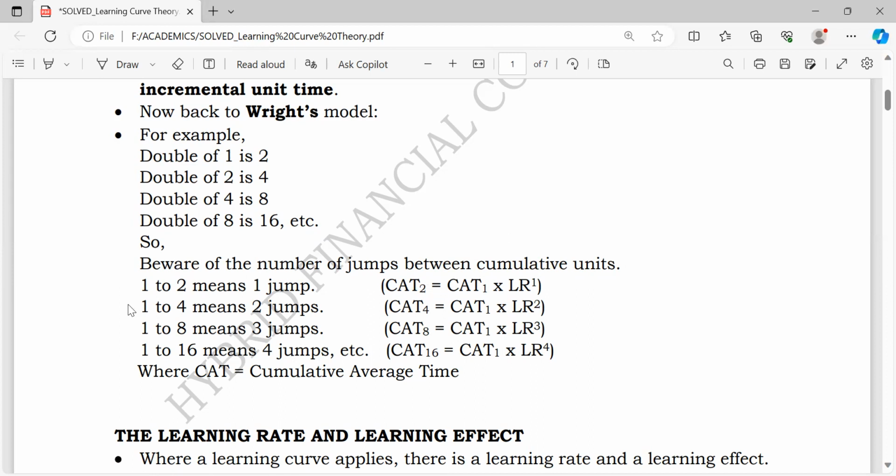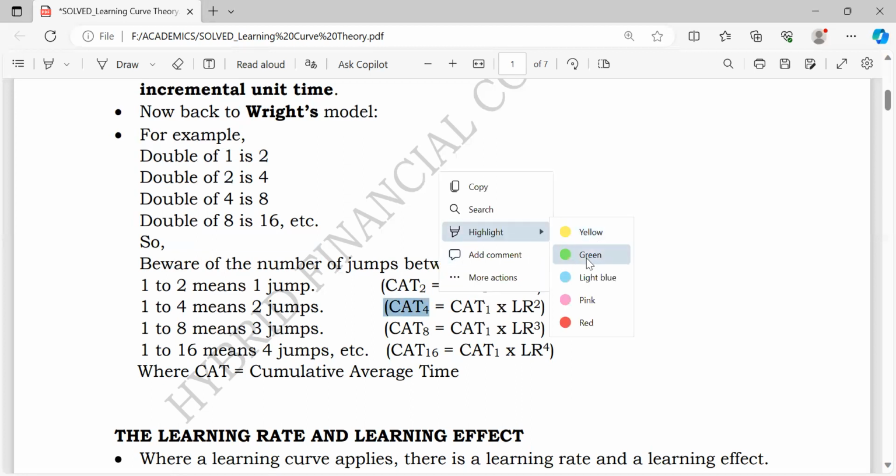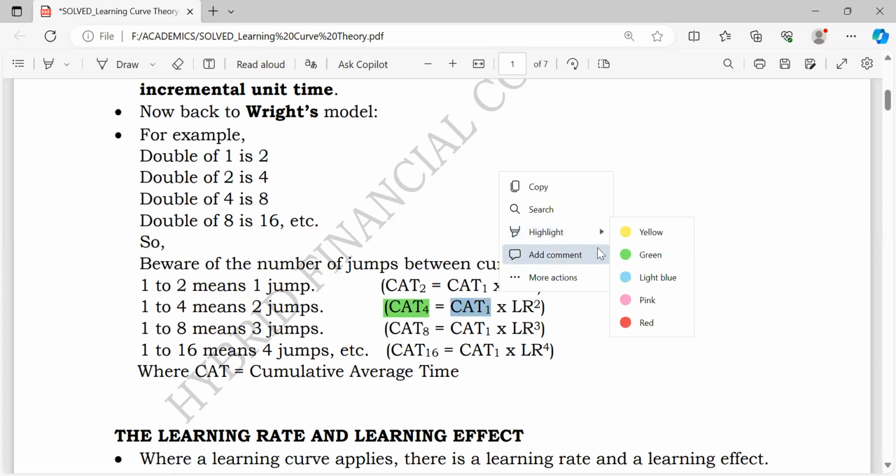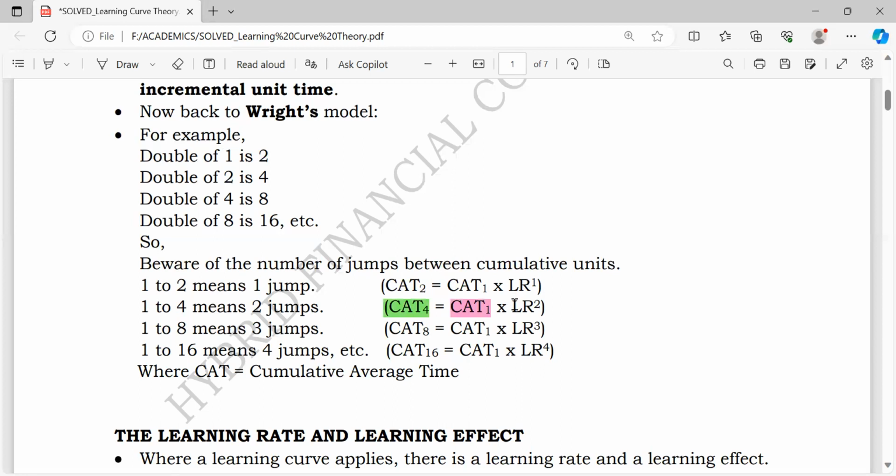Okay, so 1 to 4 means 1 would double to 2 and then 2 double to 4. So we'll have 2 jumps. So you see this number of jumps, these 2 jumps. So I would say cumulative average time for 4 units should be equal to cumulative average time for 1 unit, times learning rate power how much? Now, learning rate, you see here now we have power 2 because there are 2 jumps from 1 to 4: 1 to 2 and then 2 to 4. Here we just used 1 jump, so this one was reflected under this learning rate, power 1.